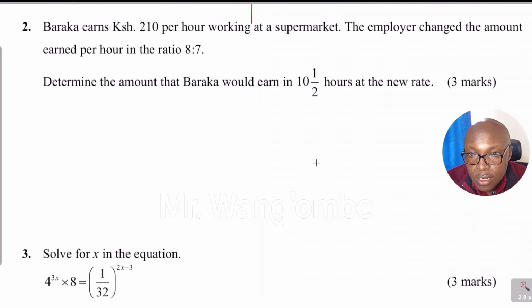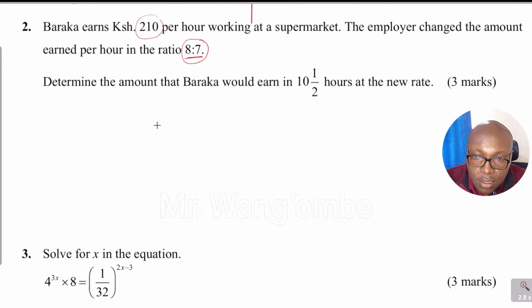Baraka earns 210 per hour working at a supermarket. The employer changed the amount earned per hour in the ratio 8:7. Determine the amount that Baraka would earn in 10.5 hours at the new rate. So when you look at this ratio, you're supposed to make sure you understand what happens to this amount. The amount that he was earning was 210, and then the employer changed that amount in the ratio 8:7.